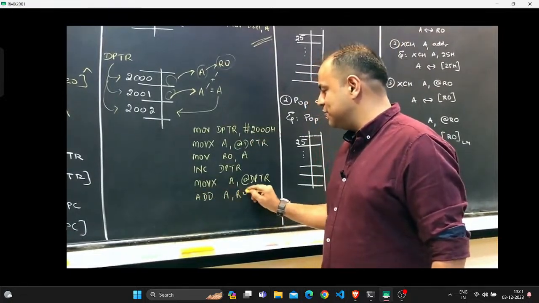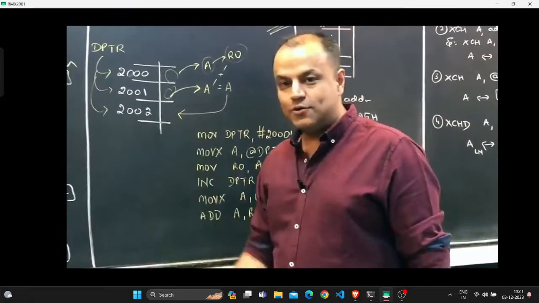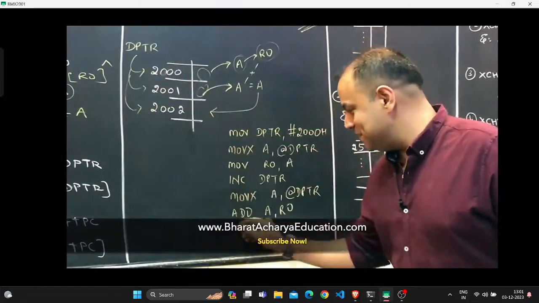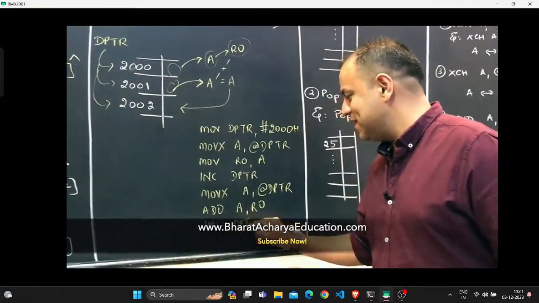Add A, comma, R0. Answer comes in which register? A. You want to store it at 2002, but you can't do it directly. First, you need to increment DPTR. Increment DPTR. Now, last instruction.